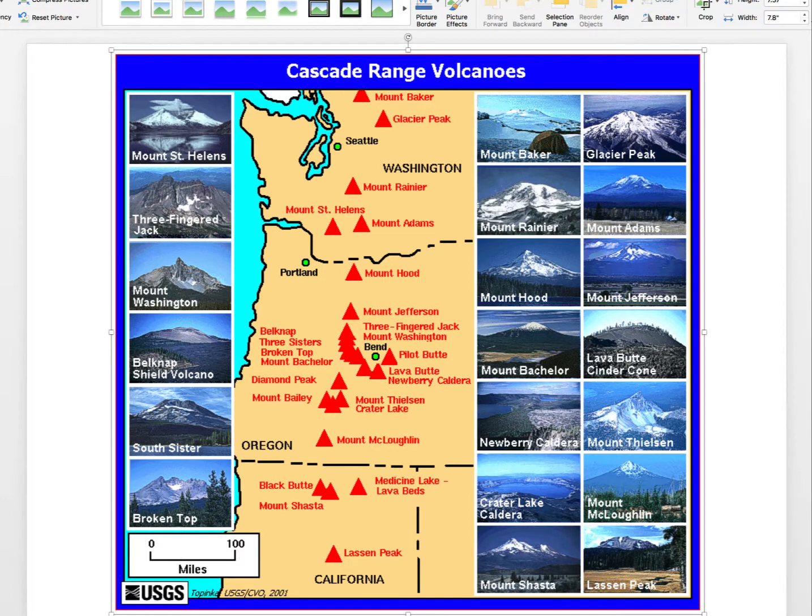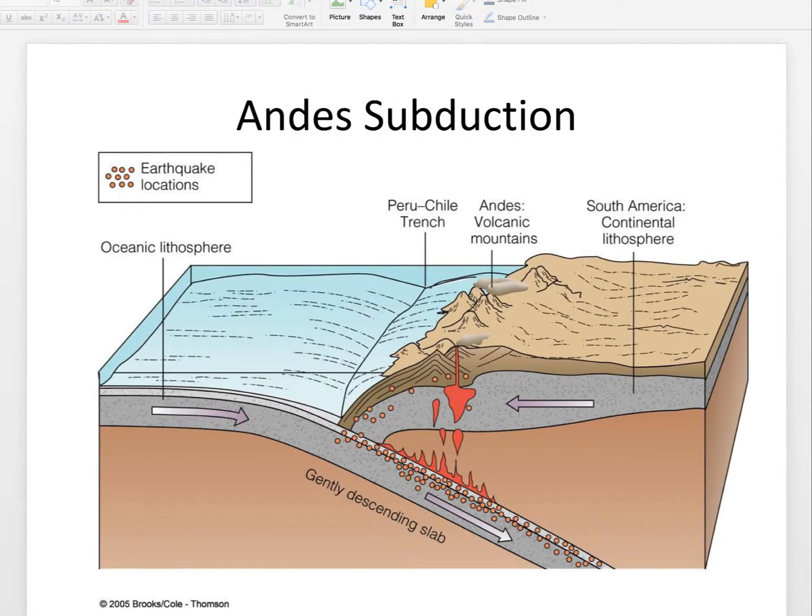Going farther south into the Andes, the Andes are very similar to the Cascades in that we have an ocean to continent convergent margin, but in this case we're subducting the Nazca Plate under South America. And then we're seeing the Andes volcanic mountains, or the volcanic arc. The magma chambers are forming down at depth here.